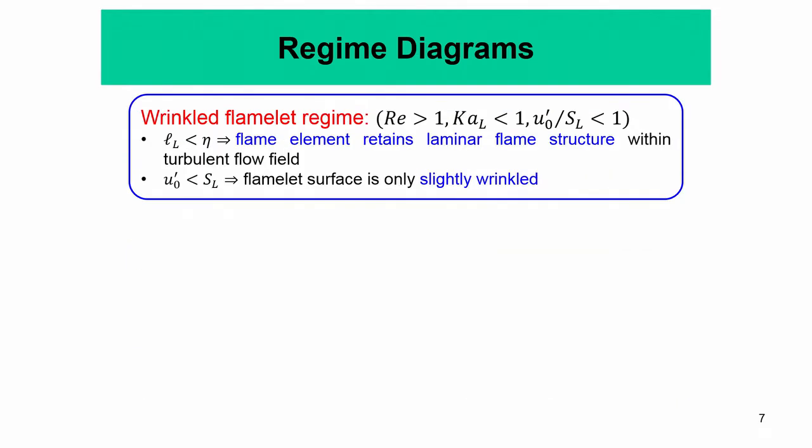So, just to summarize what we have done: in the wrinkled flamelet regime we have the Reynolds number greater than 1, the Karlovitz number less than 1, and u prime by S_L less than 1. Of course, this means that the flame thickness is less than the Kolmogorov length scale, and the flamelet retains a laminar flame structure within the turbulent flame brush. And since u prime by S_L is less than 1, the flamelet surface is only slightly wrinkled.